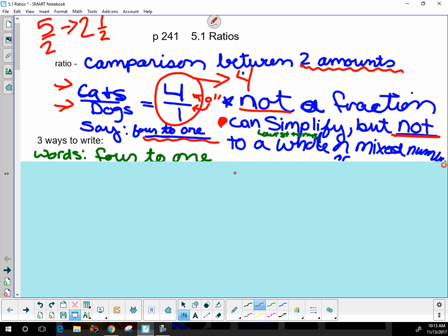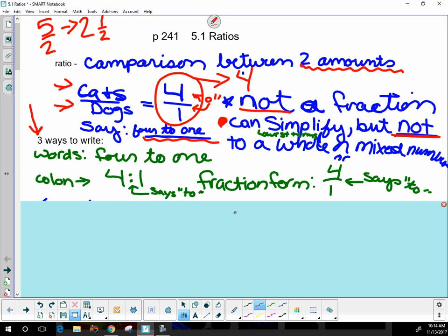Okay, 3 different ways to write ratios. There's words, as you can see, 4 to 1. I spelled everything out. You can use a colon between the two numbers, so that kind of looks like this with these two dots, and the dots are where you would read the word "to," so you have 4 to 1. In fraction form, which is what we started with, the main one we're going to focus on, the little line is where you say the word "to." And that still reads 4 to 1. So they all read the same way, 4 to 1, but they just look different.